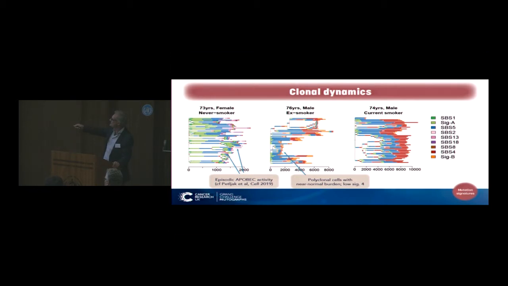So the second thing that you can see here in the ex-smoker is a proportion of cells with near-normal mutation burden, and you can see the absence of signature 4 in red here, and you can see that in this particular individual, that is a polyclonal expansion. Those cells are not deriving from a single cell with a near-normal mutation burden. They're derived from multiple cells with near-normal mutation burden. So this is a polyclonal outgrowth of cells with near-normal mutation burden, and that's typically what we see in these ex-smokers. And then in the current smokers, you can see the rather depressing amount of red in there.